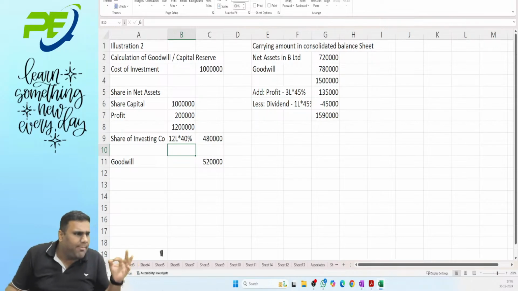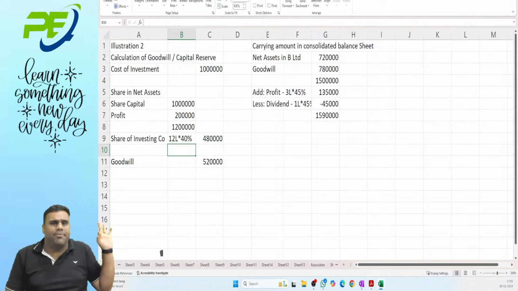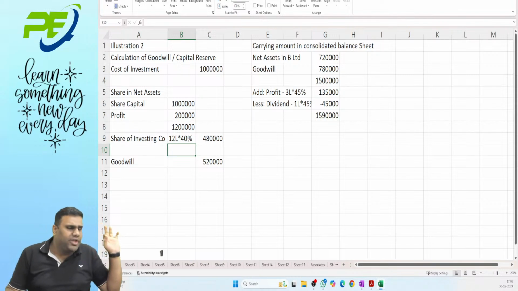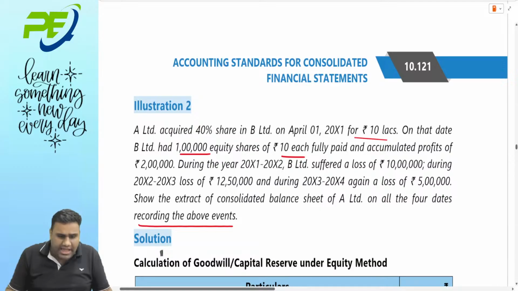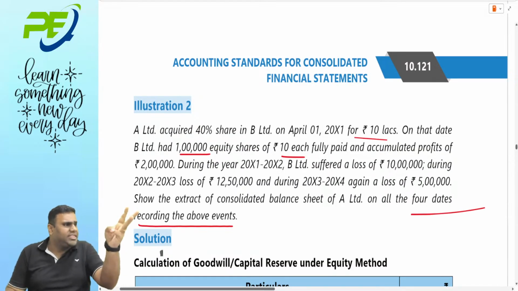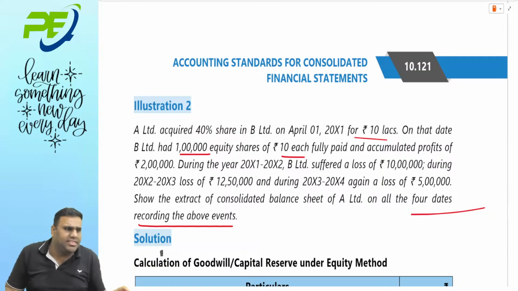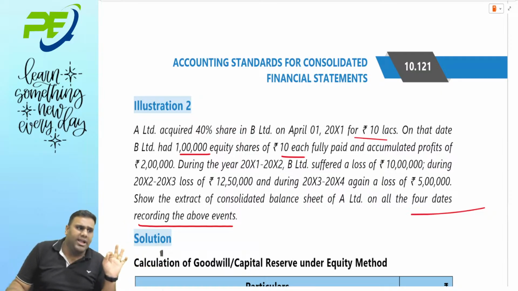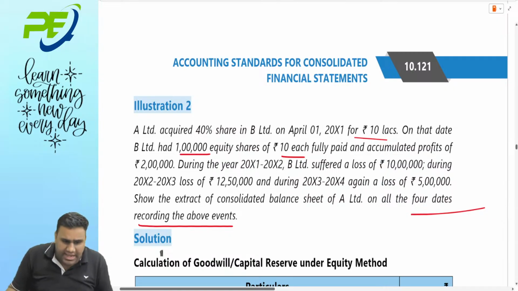Goodwill or capital reserve? I have paid extra, so it is a case of goodwill. Now they are asking the carrying amount on all four dates: date of acquisition and three balance sheet dates. Can I begin, everyone? So first, when did I acquire? 1st April.